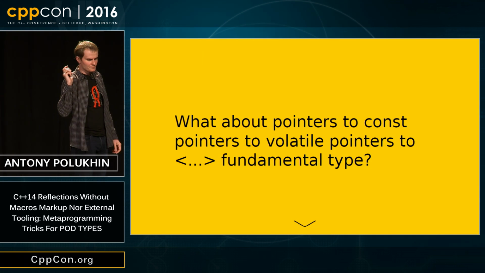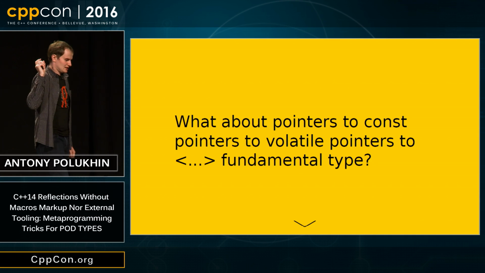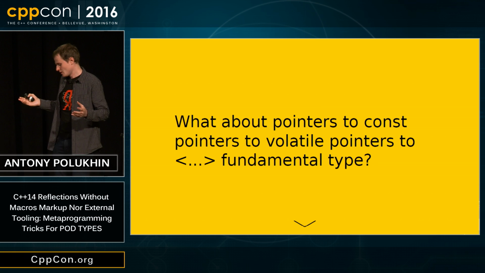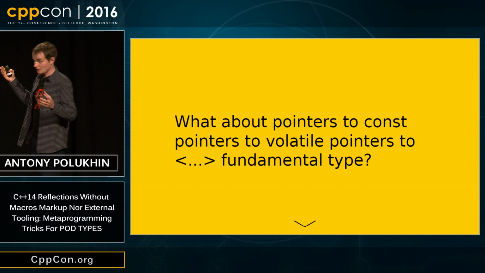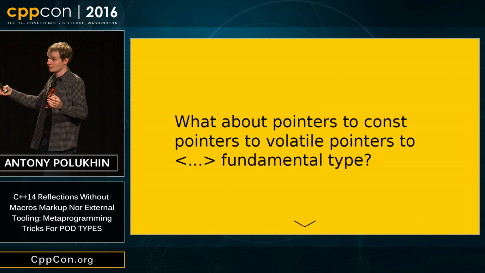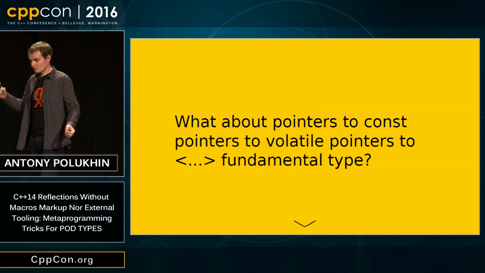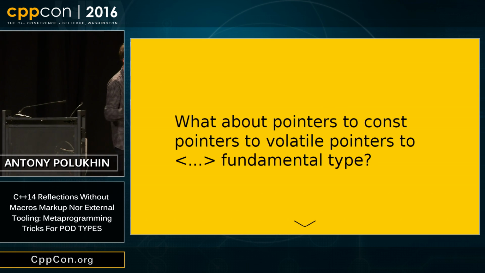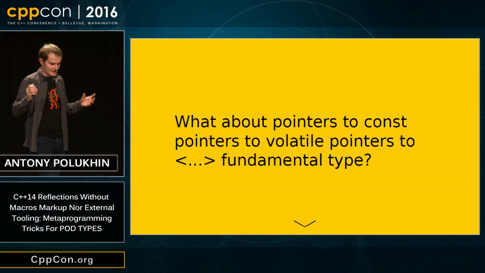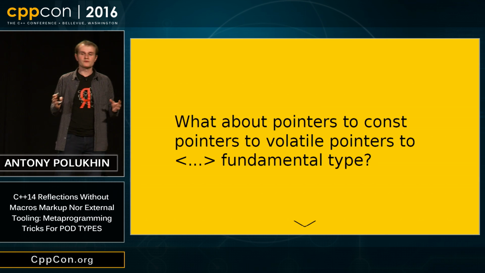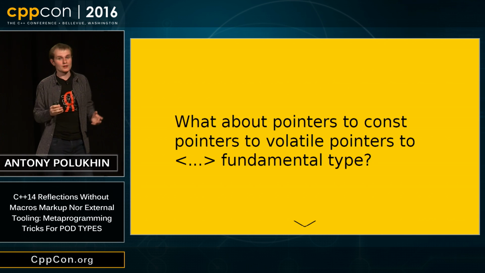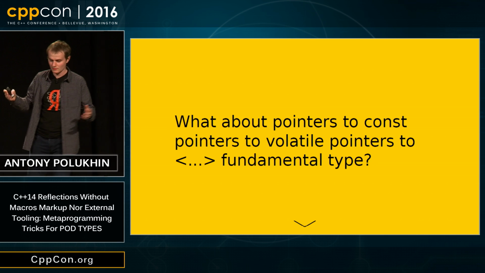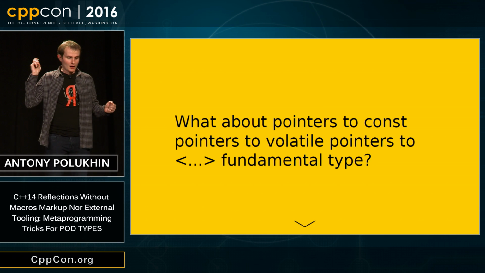A few more things to solve. Pointers. There's a lot of pointers. There could be a pointer to integer in the user-provided structure, or pointer to pointer to integer, or const pointer to volatile pointer to const pointer to volatile pointer to unsigned char. You can continue. The problem here is that it's an insane amount of combinations. We just cannot register all the combinations in our list of fundamental types. It will take megabytes of code and an insane amount of work. Let's work around it.